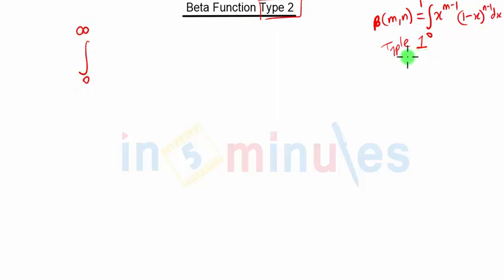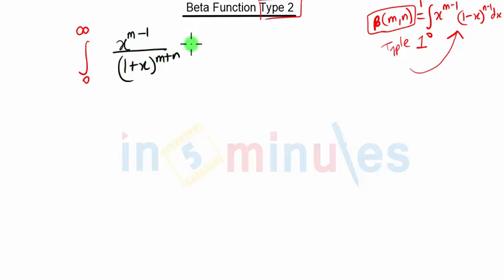In type 1 we used to make any given equation in this format and we apply the property of beta of m comma n. In this, our equation should be in this form: x raised to m minus 1 upon 1 plus x the whole raised to m plus n into dx. When our equation is in this form and our limits are from 0 to infinity, then this is also equal to beta of m comma n. So any given equation we have to represent in this form so that we can apply the formulas of beta of m comma n. This will be more clear when we see the problem on this type.